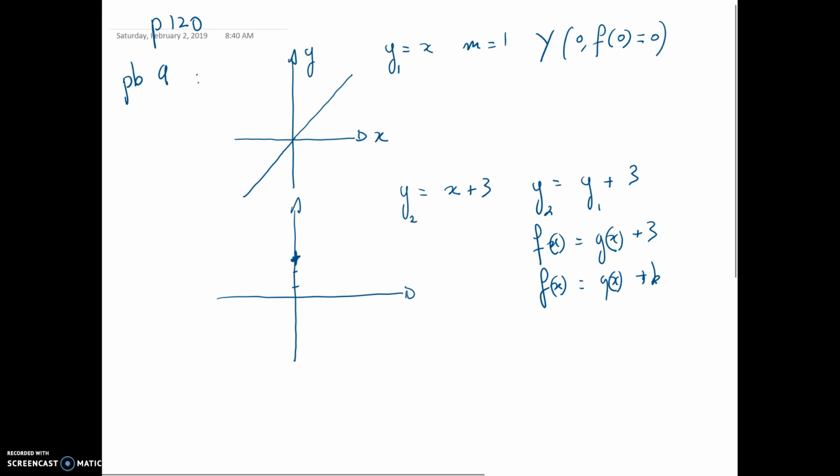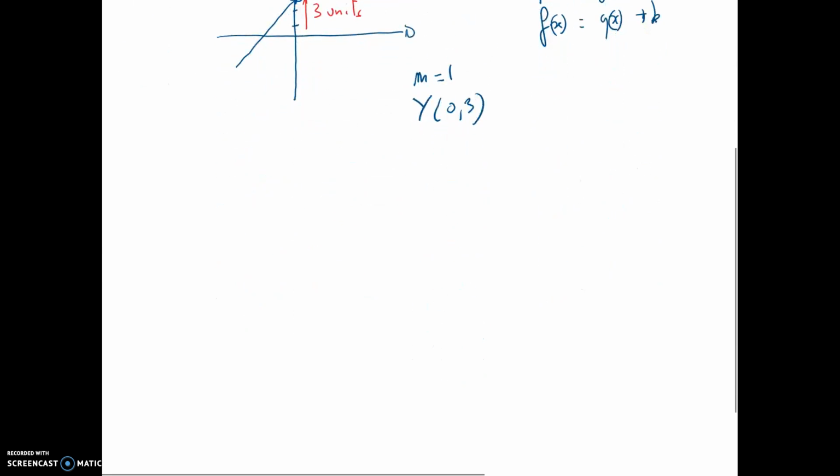Now, if I take into consideration what I've learned in chapter 1, I could also say that the slope equals 1, the y-intercept is 0, 3. So from the point 0, 3, which is the same point that I've already marked right here, I need to go up 1, right 1, and so my line is like that. And I can clearly see that I went up 3 units.